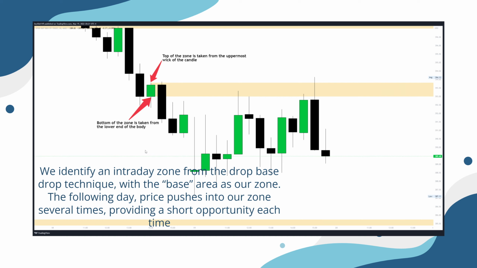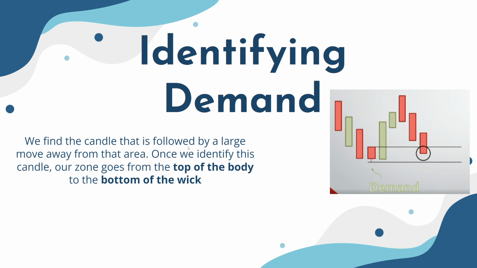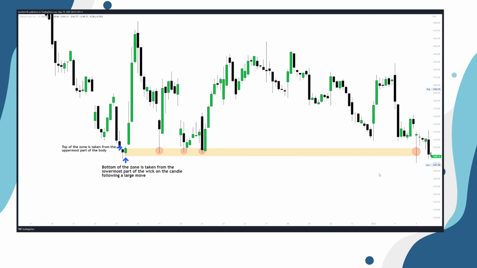All right. Now demand is pretty much the exact opposite. You're going to find a candle that's followed by a large move. And to identify your demand, you go from the top of the body up here, top of the body, to the bottom of the wick. All right. And then whenever you enter that area, that's your entry. And this is an example of demand. Took it from the top of the body to the bottom of the wick, extend your zone out, and you can see how many opportunities were offered here.